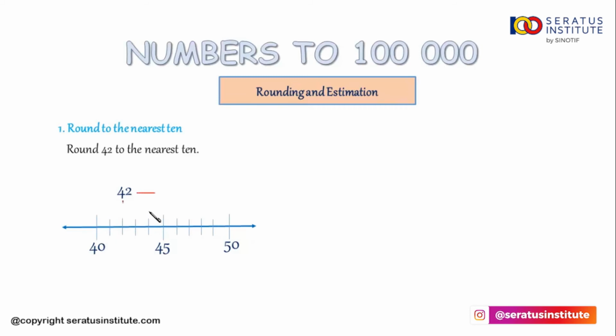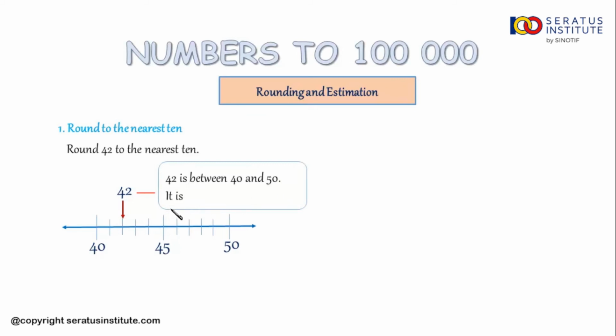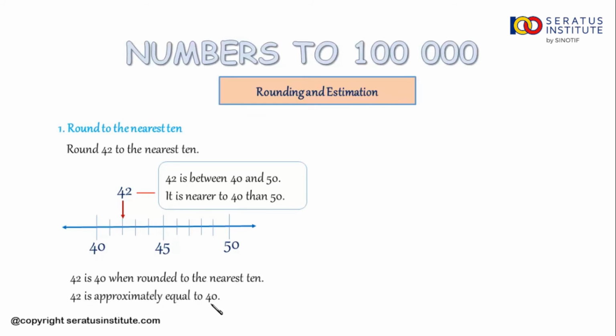Now 42 is between 40 and 50. It is nearer to 40 than to 50. So we can conclude that 42 is 40 when rounded to the nearest 10. 42 is approximately equal to 40. So 42 becomes 40 when we round it to the nearest 10. That's the main point number 1, Sobat 100.